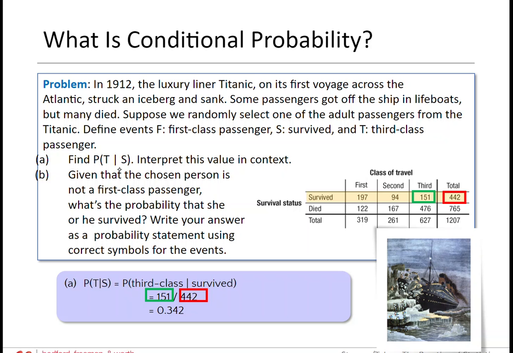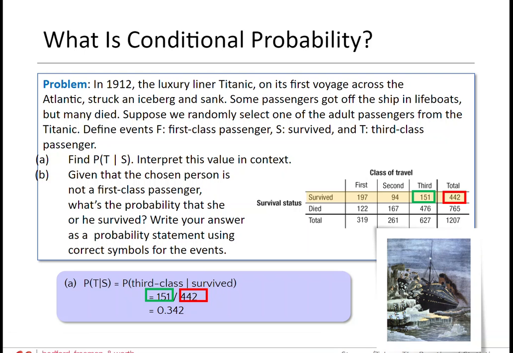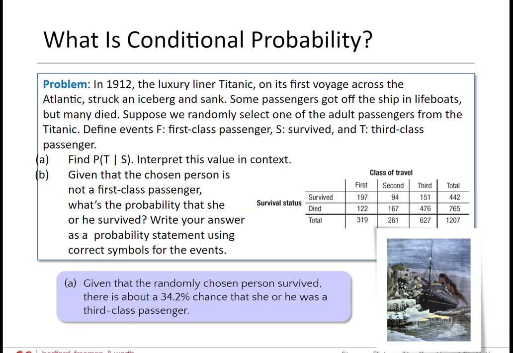I like to think of it as the given information, so given that they survived, that's like the denominator of your fraction. So if you look here, the total number of survivors was our denominator. So I think of this, the T given S, as a fraction. If we're going to interpret this value in context, the probability that a randomly selected passenger was in third class, given that they survived, is 0.342. Or you can word it in a different but similar manner. For example, given that the randomly chosen person survived, there's about a 34.2% chance that he or she was a third class passenger.